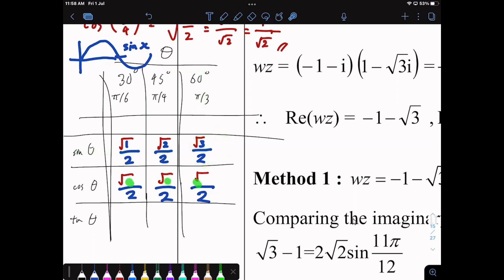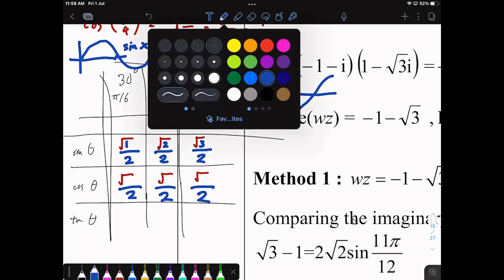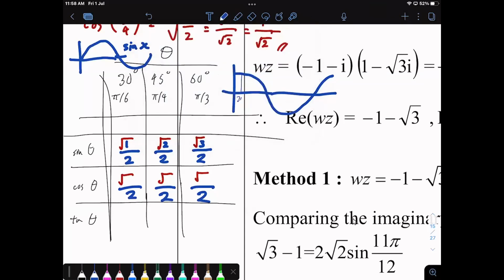How about cosine? Can you remember how the cosine graph looks? Over here, 30, 45, 60. Maybe I need to use a thinner pen. Like this, 30 degrees, 45 degrees, 60 degrees. What do you notice about the graph? It is decreasing. So you want decreasing. What would you expect the values to be? 3 to 1. Check, is it the same or not?